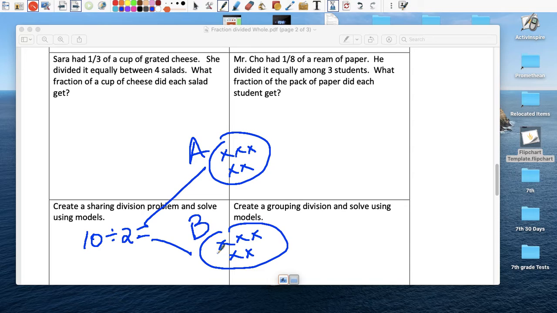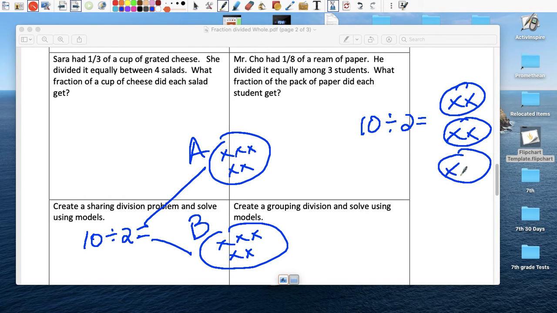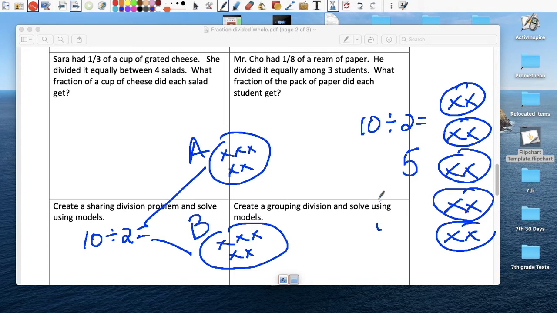Okay? So the other one is a grouping, and we can use the same numbers. So how many groups of 2 can I make in 10? Right? If you go to gym class and there's 10 students and Mr. Toner, your gym teacher says, I want you to go and make groups of 2. There's 1 group, 2 students, 2 students, 2 students, 2 students. How many groups can we make? 5. Okay, so that's just 2 different ways of seeing this. All right, that's it.